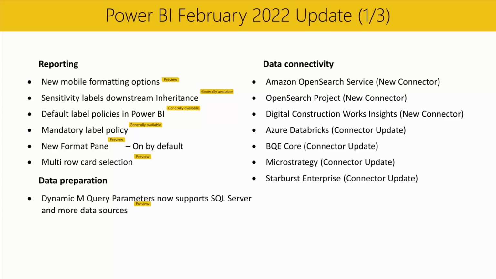When Dynamic mQuery Parameters was released, the feature supported M-based data sources, but did not support other sources like SQL Server. This month, we're excited to announce that Dynamic mQuery Parameters now supports more direct query data sources, including T-SQL-based data sources, Oracle, Teradata, Dataflows, and SAP HANA Relational. Sujatha will take us through a demo of this feature.